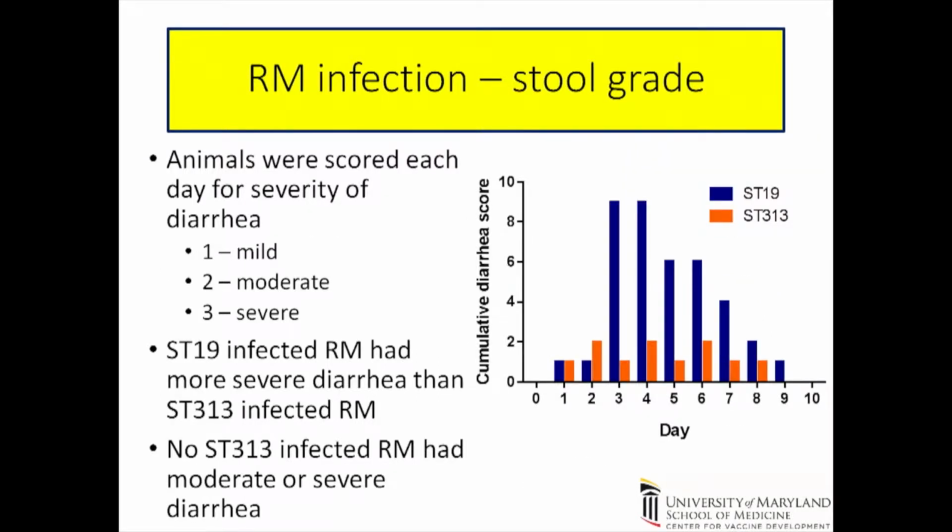When it came to stool grade, we actually scored the diarrhea severity every day. 1 was considered mild, so loose stools, 2 was moderate, and 3 was severe, like dysentery. So if you see here the cumulative diarrhea score for ST19 in blue versus ST313 in orange, you can see that ST19 infected rhesus macaques had significantly more severe diarrhea than ST313, especially on days 3 and 4, where all animals in our ST19 group had severe diarrhea, whereas no ST313 infected rhesus macaque showed moderate or severe diarrhea at any time during the study.